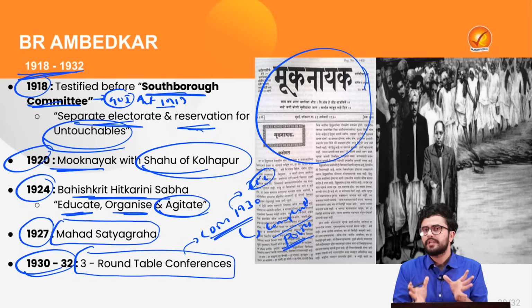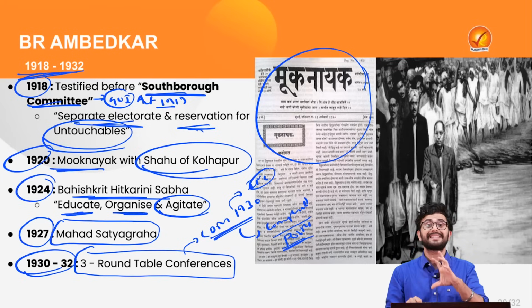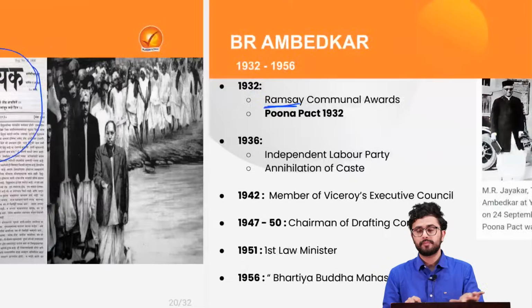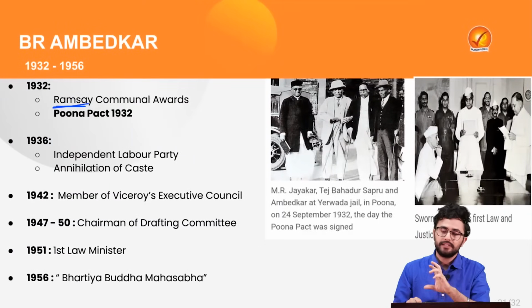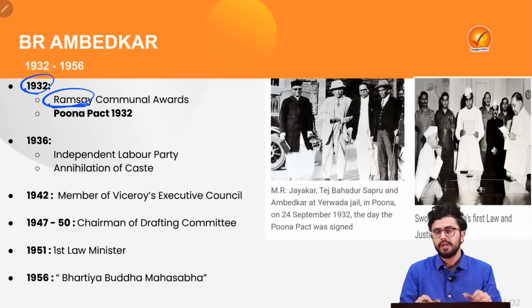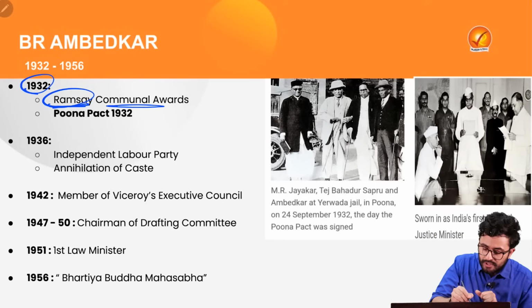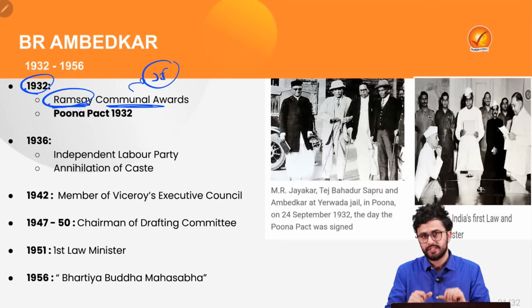In all of these 3 roundtable conferences, B.R. Ambedkar demanded a separate electorate for untouchables or lower caste people, and thus by the year of 1932, the British Prime Minister Ramsay MacDonald provided for the Communal Award, granting separate electorates to the untouchables.